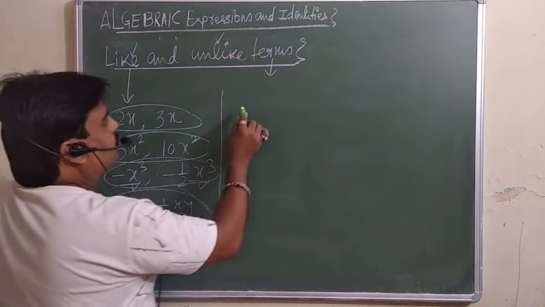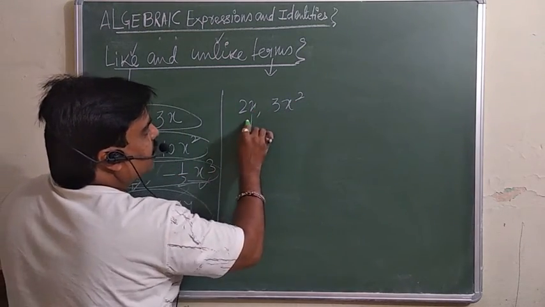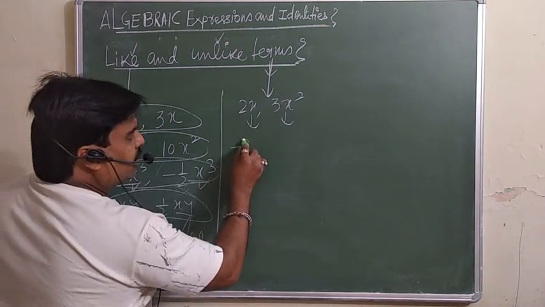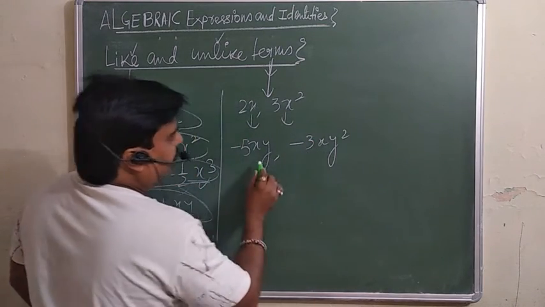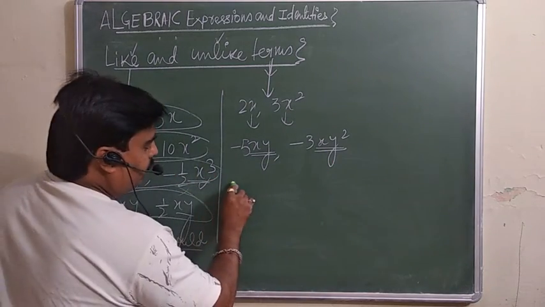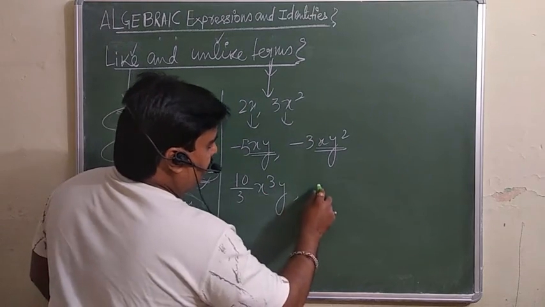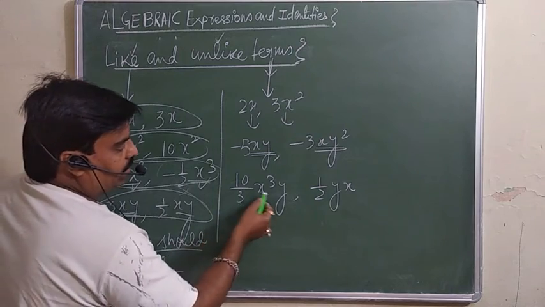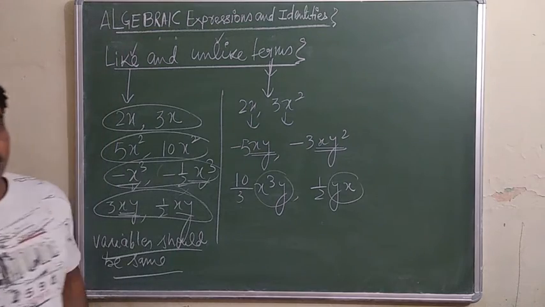If the variables are not same, like here you are taking 2x and 3x square, variables are not same. Here is the x, here is the x square. They are unlike terms. Minus 5xy and minus 3xy square, unlike. Because here is the xy, here is the xy square. So they are not like. Minus 10 over 3 x cube y and 1 over 2 yx. These are unlike, because here is the x cube y and here is the yx.